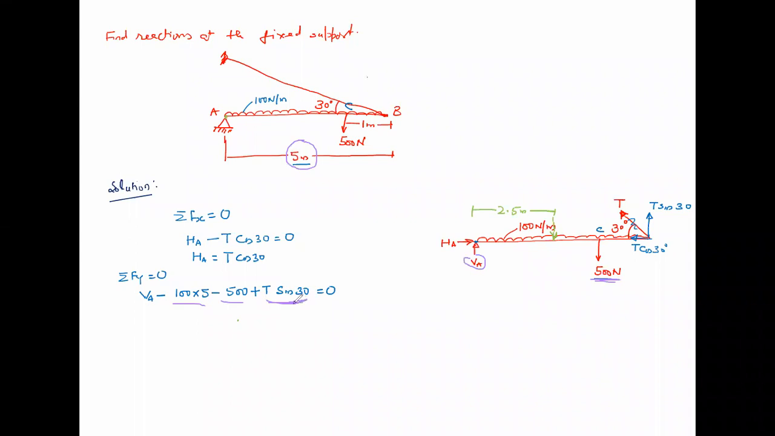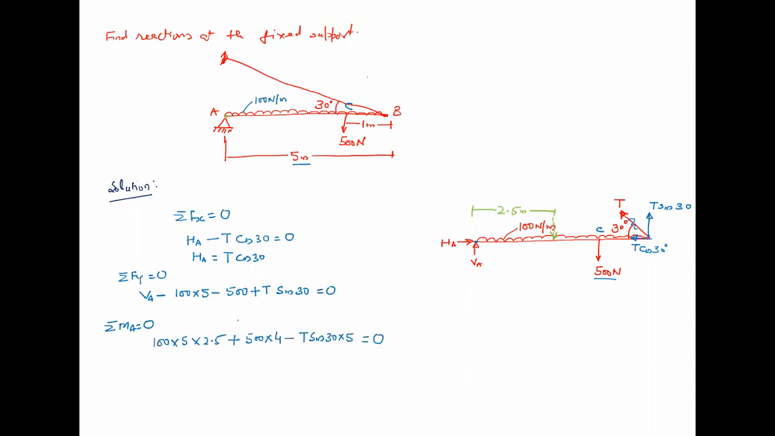So here, what is my sign convention? I am considering the vertically upward direction as positive. That's why VA I'm taking positive. This 100 Newton per meter UDL, I'm taking as negative because it is applying a vertically downward force. Then 500 downward, so negative. T sine 30 vertically upward, so positive. If you solve it, you will get a relation between VA and T. Okay, good. Now balance moment about A.